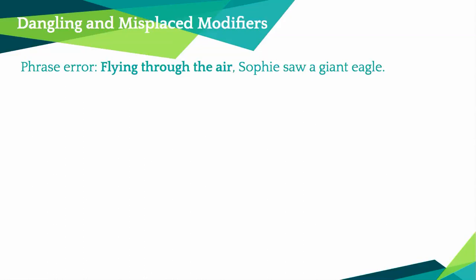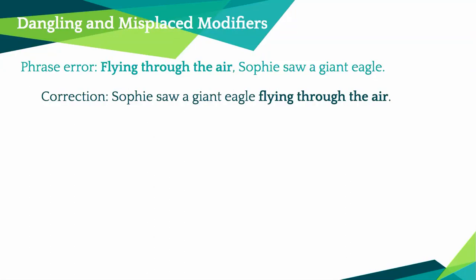Here's a phrase error. Flying through the air, Sophie saw a giant eagle. Well, it's possible Sophie is flying through the air if she's in a plane or maybe a hot air balloon. Most likely the writer intends that the eagle is flying through the air. So we need to move that phrase to be close to eagle.